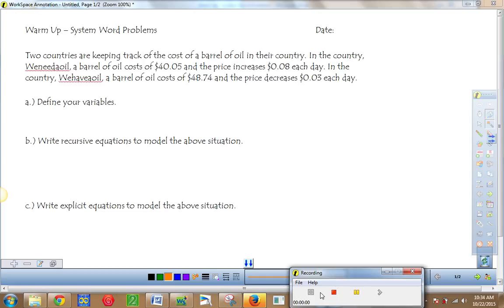So, what are our variables here? We do a little x and y, which are the same as what? Remember when we did recursive? What letters did we use? A sub n and n, right? So what does x stand for in this problem? What does y stand for? What are we doing? What's the input? What's the output?